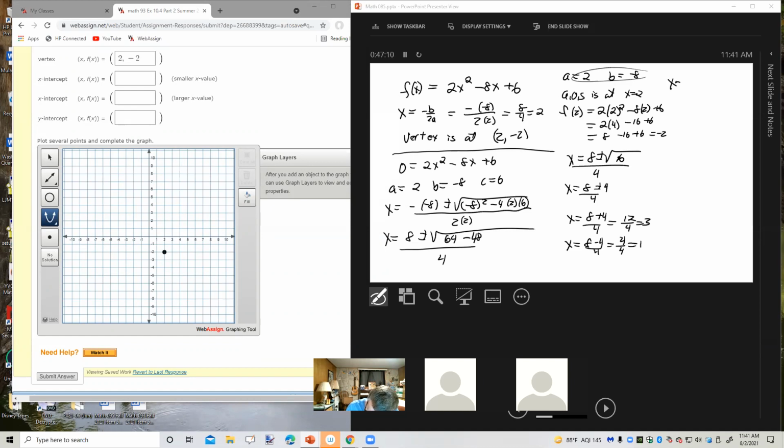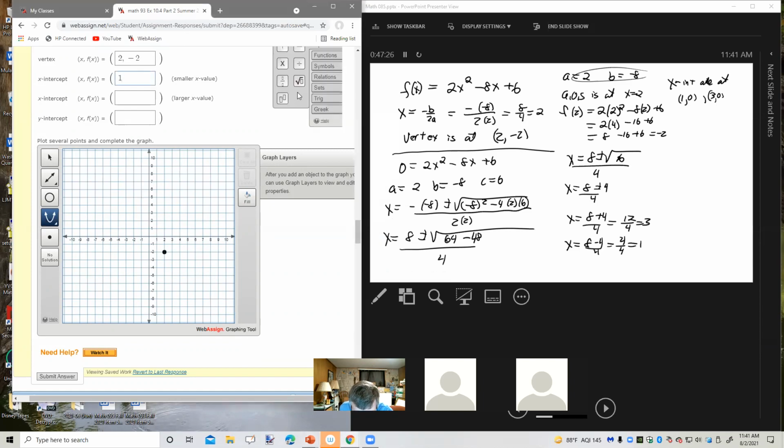So the X intercepts are at what? 1, 0 and 3, 0. Okay, so 1, 0 and 3, 0. Notice I put the smaller value first.